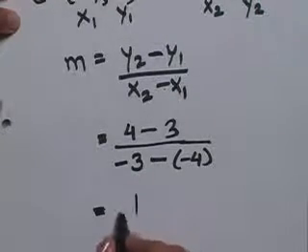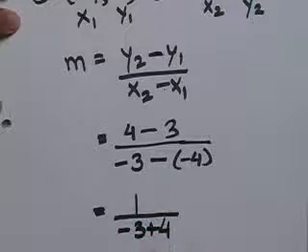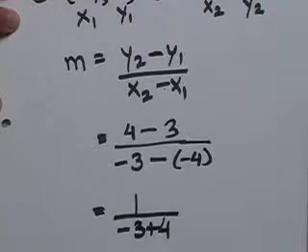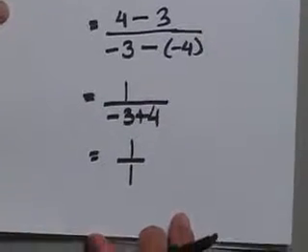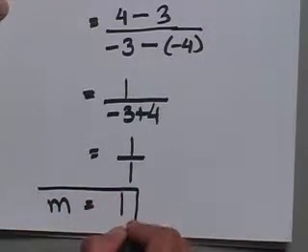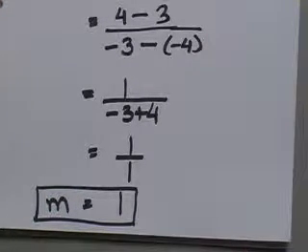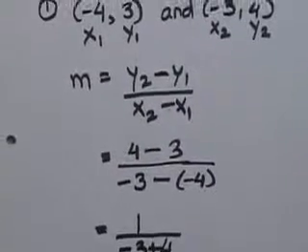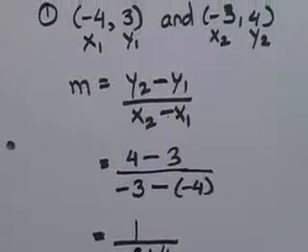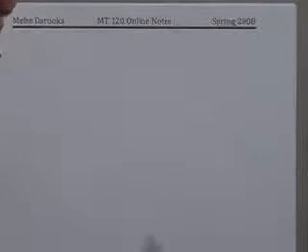Now let's go ahead and calculate these. You will end up with 1 over -3 plus 4, which gives you a slope of 1. So you can see that we ended up with the slope for this given example as 1. So that basically tells you when you have a slope of 1, you have the ratio being 1 to 1 for the vertical change to the horizontal change.